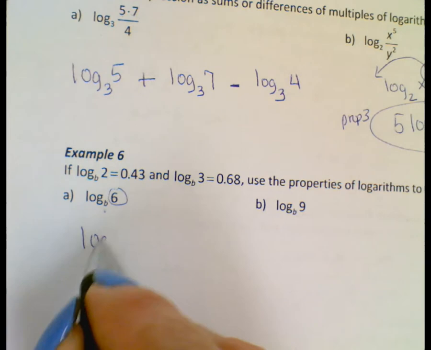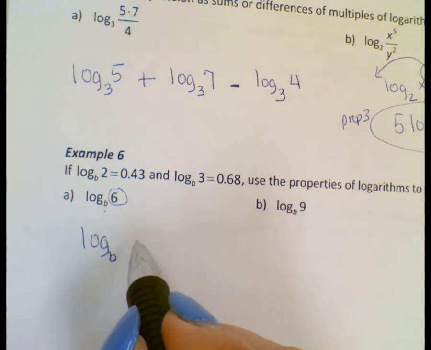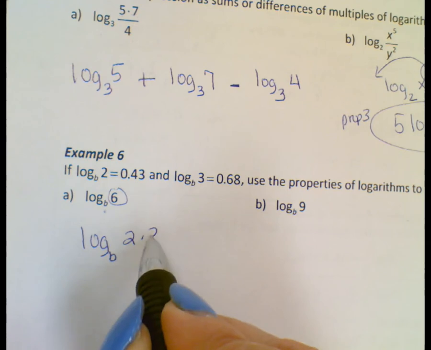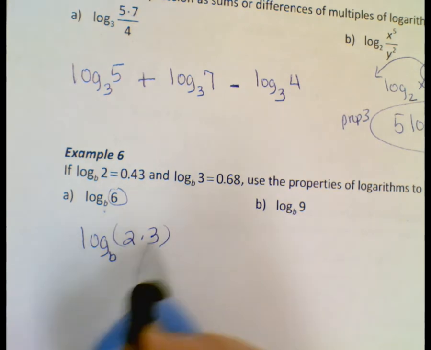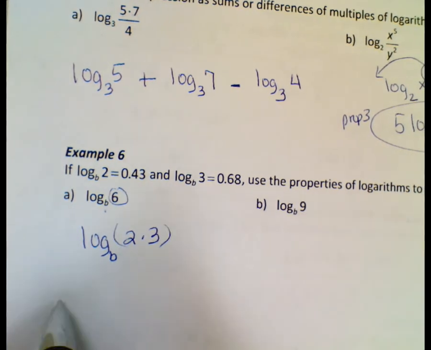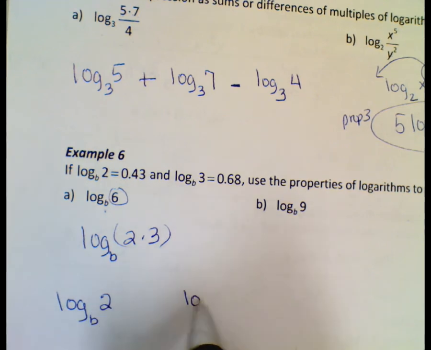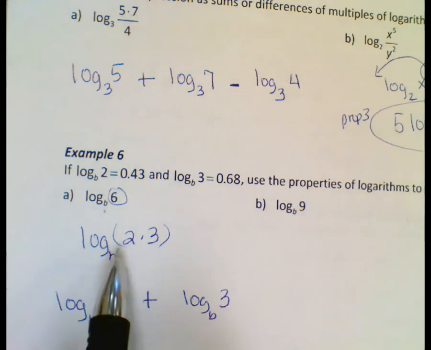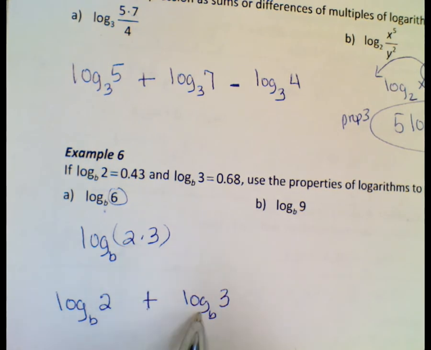There's a couple ways, but I would do 2 times 3. That's still 6, correct? This is still the same problem. But then I would expand it. I would do 2 here and 3 here with a plus sign because you're multiplying them. So this is a single logarithm, and I expanded it into 2.